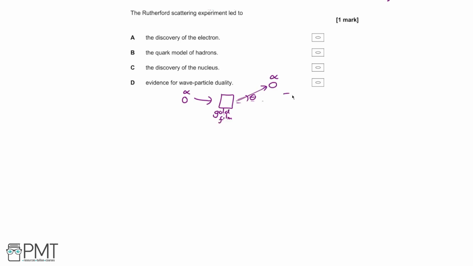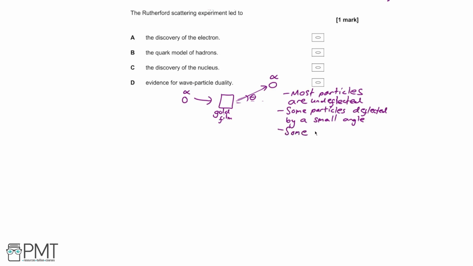In this experiment, it was found that most particles are undeflected, that some particles deflected by a small angle, and some were directed back at 180 degrees. These observations lead us to conclude that firstly, the atoms in the gold film were mostly composed of empty space. This is because most of the alpha particles went through undeflected.